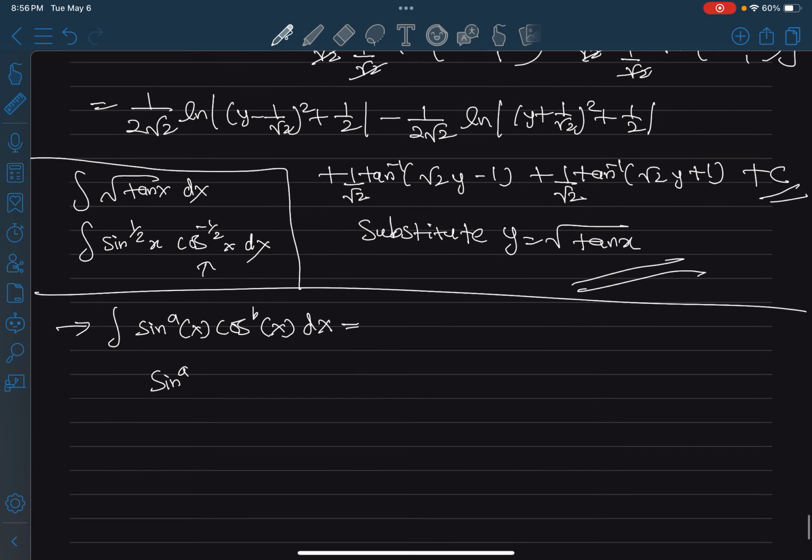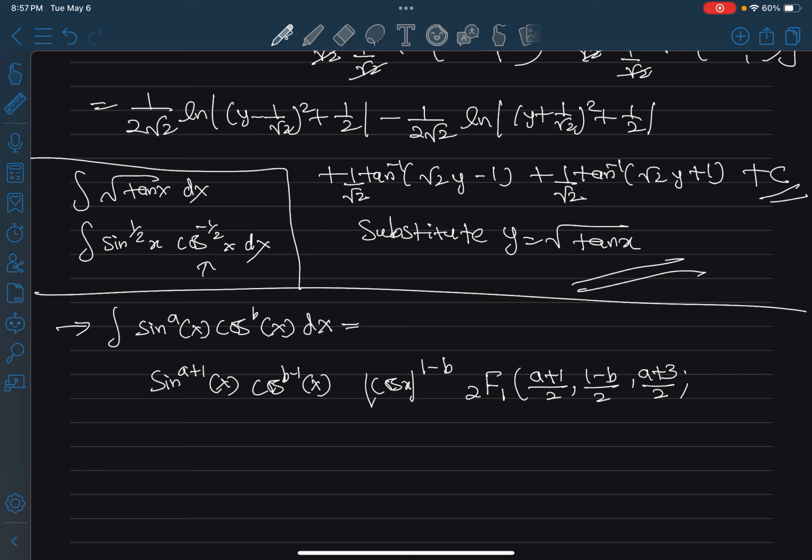So the general formula is sine of (a plus 1) x cos of (b minus 1) x, and then modulus of cos x to the power 1 minus b. I don't know where this modulus comes from. And then 2F1, this is a simple hypergeometric function, and its inputs are (a plus 1) by 2, (1 minus b) by 2, (a plus 3) by 2, colon, sine square x. I will define the hypergeometric function, don't worry. All divided by a plus 1, plus the constant.